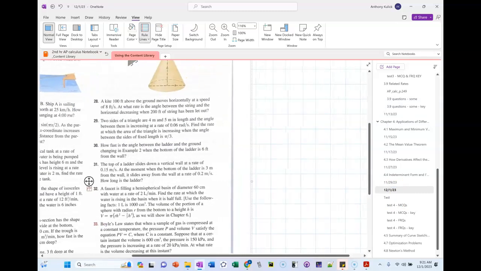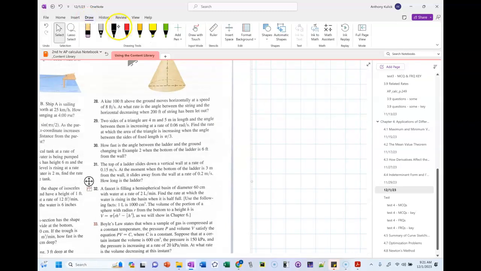All right. A kite 100 feet above the ground moves horizontally at a speed of 8 feet per second. At what rate is the angle between the string and the horizontal decreasing when 200 feet of string have been let out?